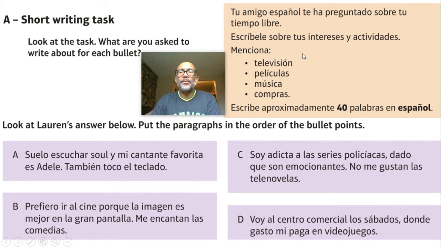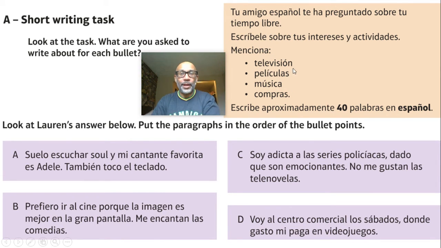Menciona, mention. Televisión, TV. Películas, films. Música, music. Compras, shopping. Escribe aproximadamente 40 palabras en español. So write approximately 40 words in Spanish. So hopefully you can see there we've got two cognates in TV and music. Would have been fairly straightforward to work out, and hopefully you're familiar with the words for films and shopping.